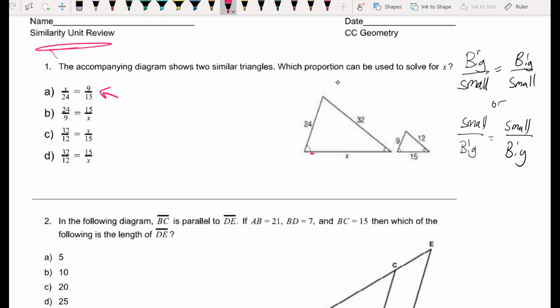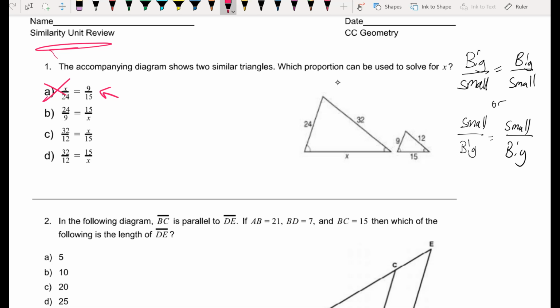A. That's saying x over 24, so the bottom side over the left-hand side of the big triangle is equal to the left-hand side over the bottom side, so that's inconsistent. It's got to be the same proportion on each side. It's not big, small, or small, big.